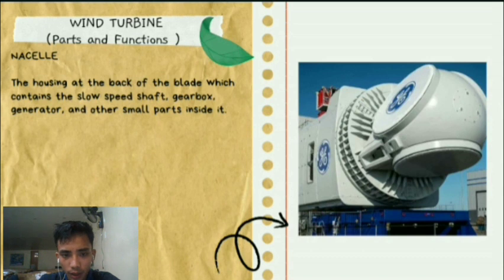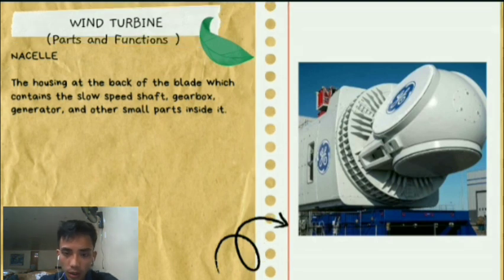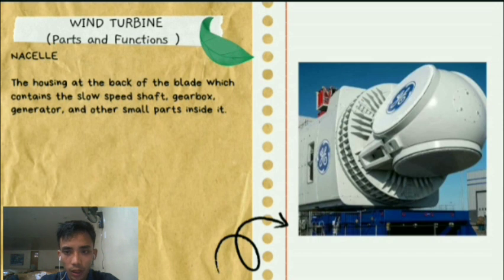Ano pa po? Number 4 natin, control system. Electronic control systems monitor and control various aspects of the turbine's operation, including blade pitch, yaw direction, and generator output. These systems optimize the turbine's performance and ensure safe operation.